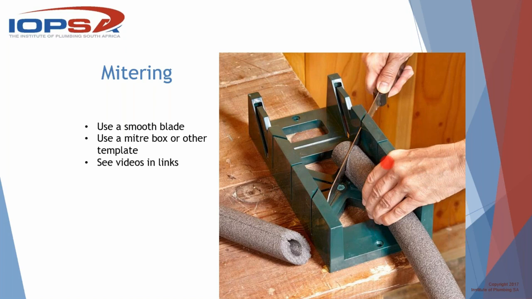You'll see in those videos where they do it in workshop conditions, they've got a little printout, just a piece of A4 paper with various angles on it, and they know that if I want to make a 90 degree bend, I need to cut two 45s. If I want to make a 45 degree bend, I need to cut two 22.5s, etc. And they simply slice it.